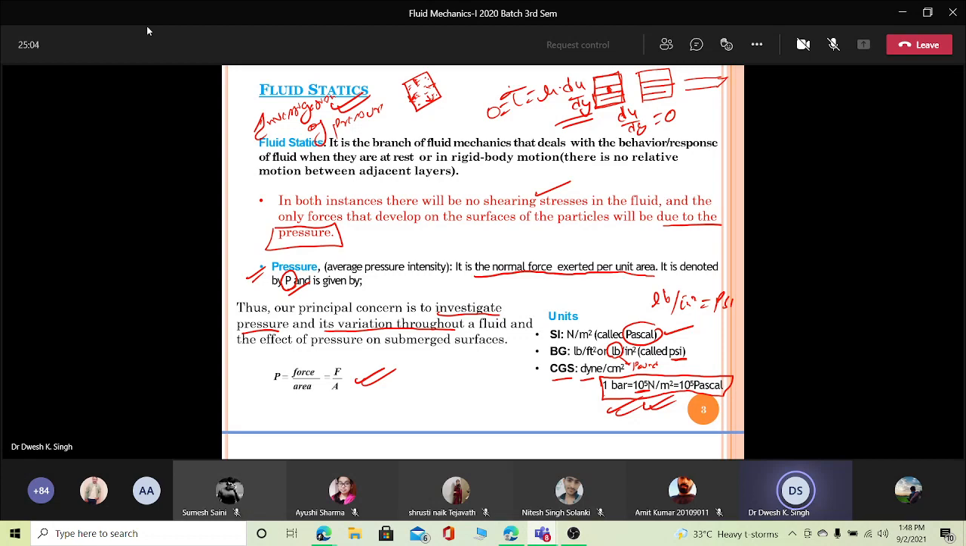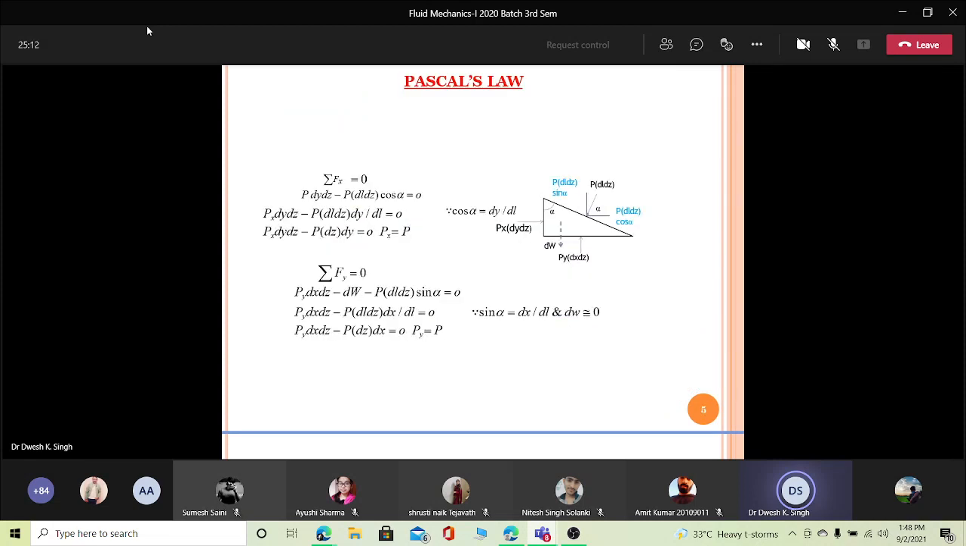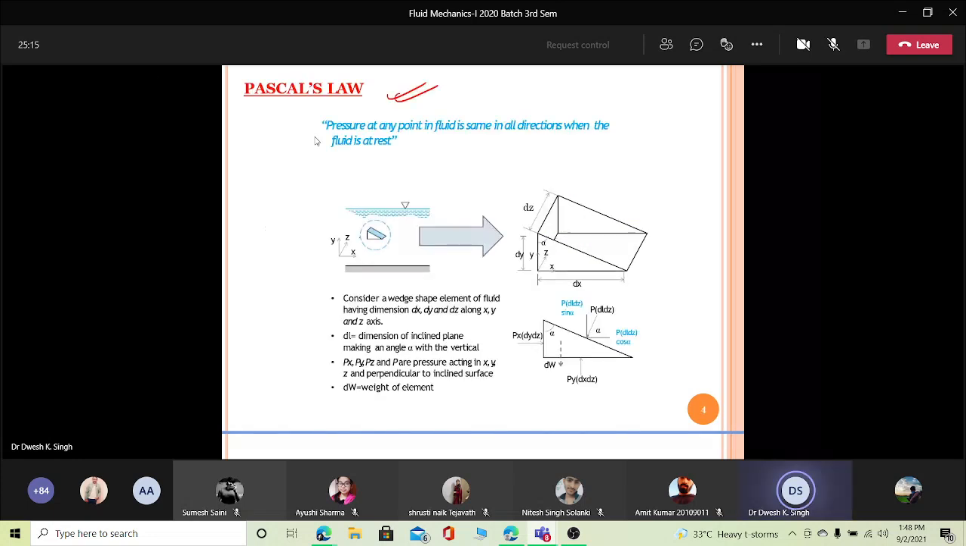I think all of you are familiar with Pascal's law. How many of you are familiar with this? Yes, sir, we are familiar with it. It is a very common topic of the 11th standard. Yes, all of you are familiar with this, because it is our static part.